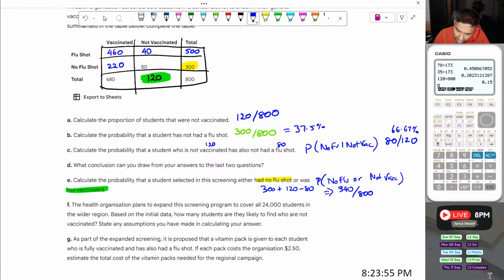It's kind of like this. If you think about it like a Venn diagram, which I know you guys might have not seen yet, it's like this. This one circle is 300. The other circle is 120, but 80 of them are actually in the middle. So you're actually adding that 80 twice. That's why you take away one lot of 80.